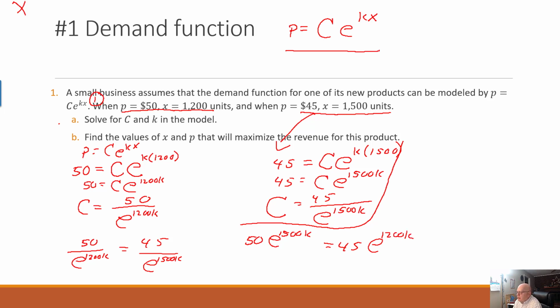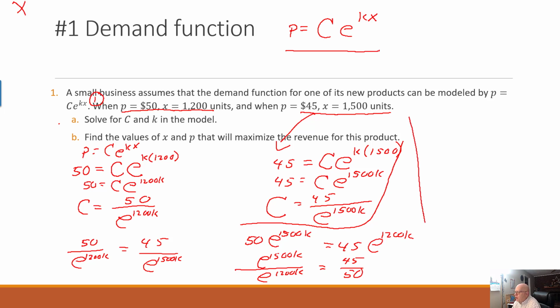Now we want k. So next thing we can do is we can divide both sides by 50. So on this side we'll have 45 over 50. That's good. We're also going to divide both sides by this e^(1,200k). So over here we'll have e^(1,500k) over e^(1,200k). I hope you see what's coming.